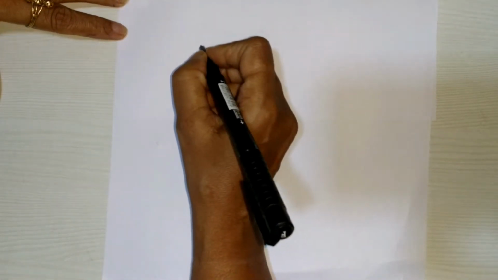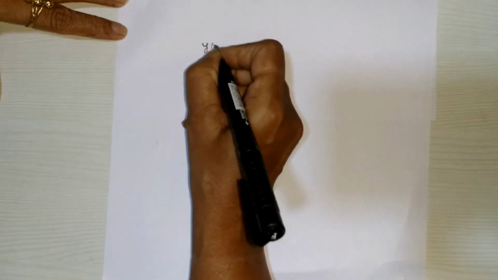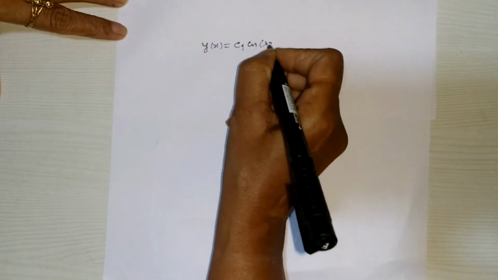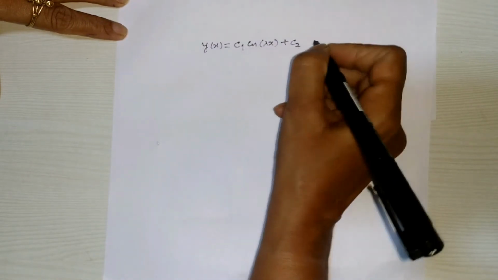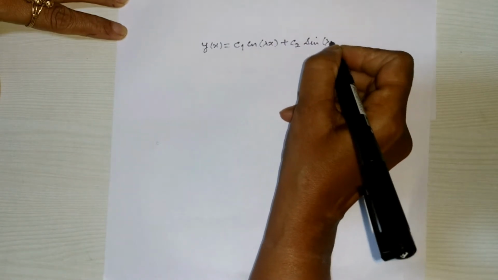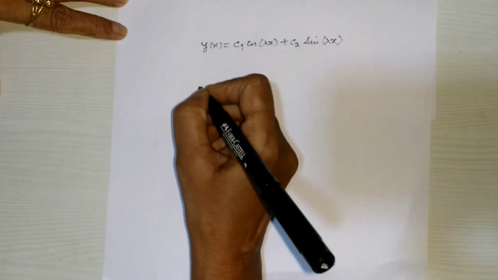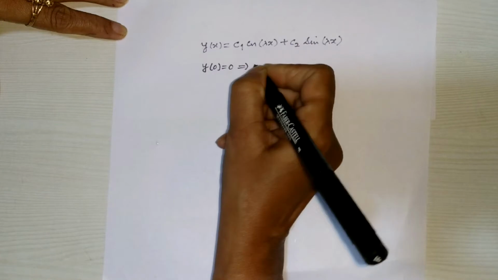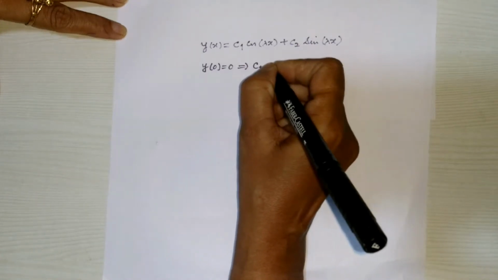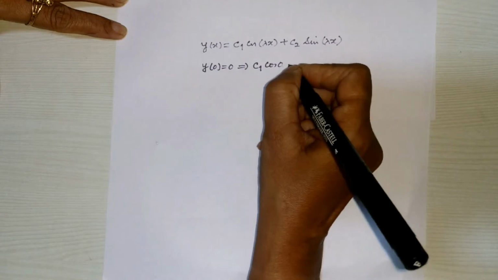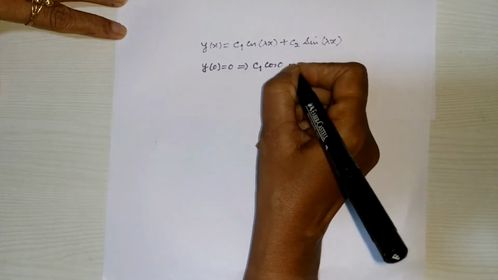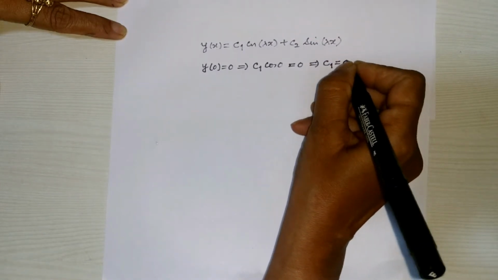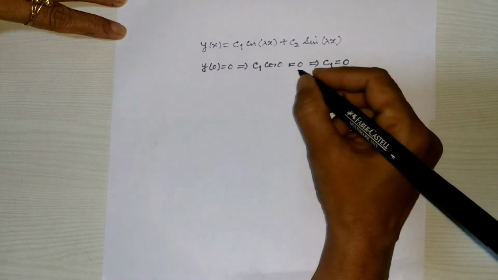The solution of this problem is given as y(x) is equal to c1 cos of lambda x plus c2 sine of lambda x. If we apply the first boundary condition, y(0) is equal to 0, this implies c1 cos 0 is equal to 0. This implies c1 is equal to 0 because cos 0 is 1.